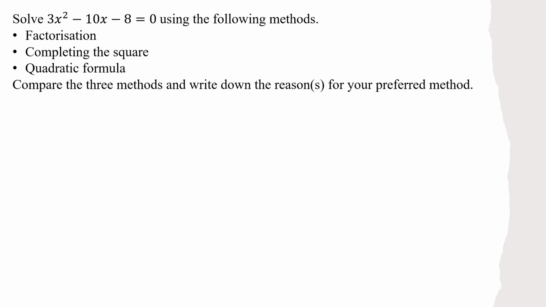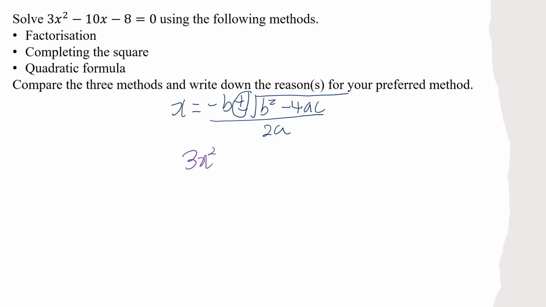Right, so we have come to the last method, that is applying the quadratic formula. So first of all, let's write down the quadratic formula, which is x equals to negative b plus or minus square root. Right, so this plus minus will remind you that you should have two answers for the values of x. Alright, so let's write down the quadratic equation first, which is 3x squared minus 10x minus 8 equals to 0.